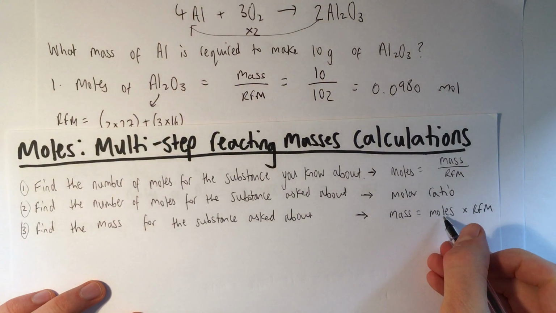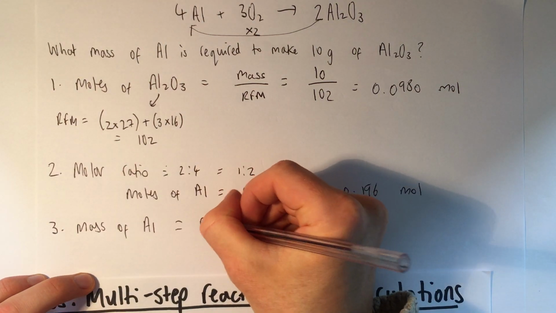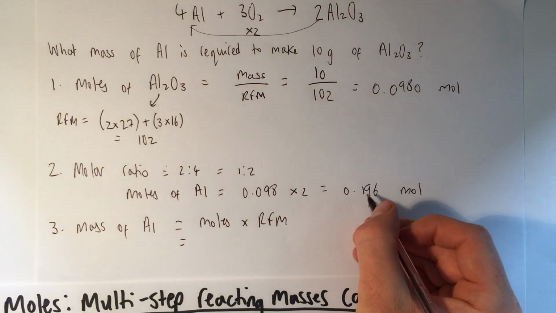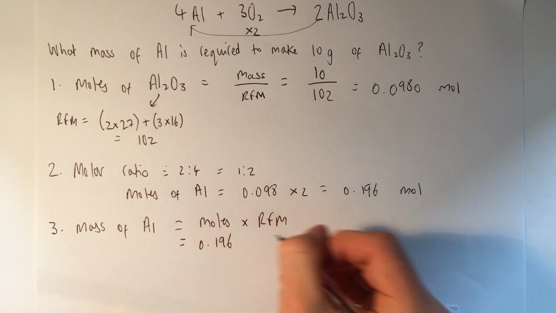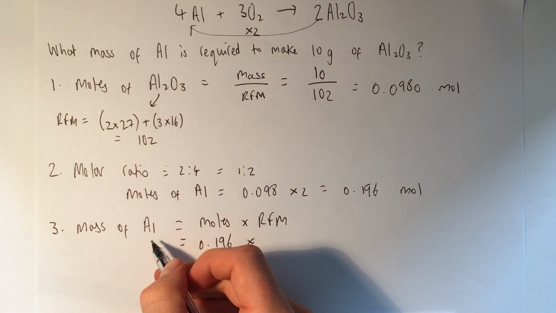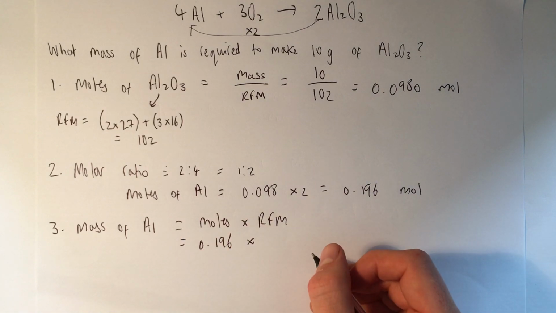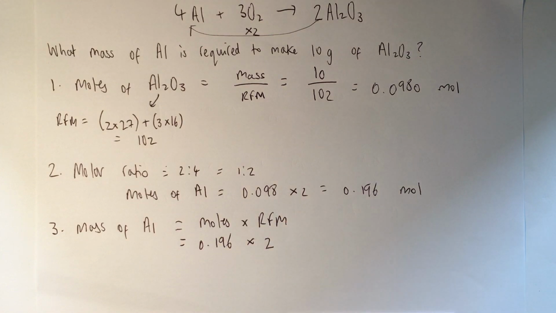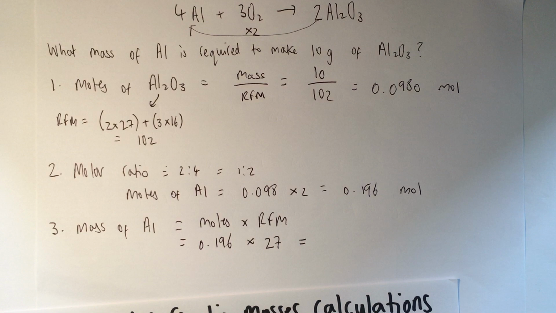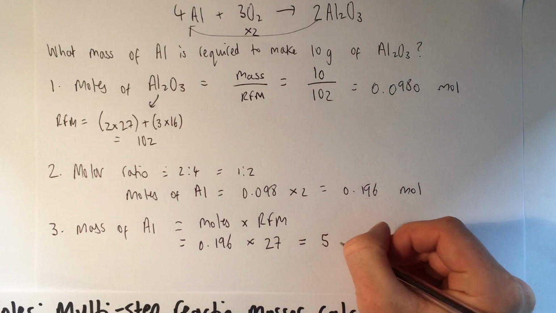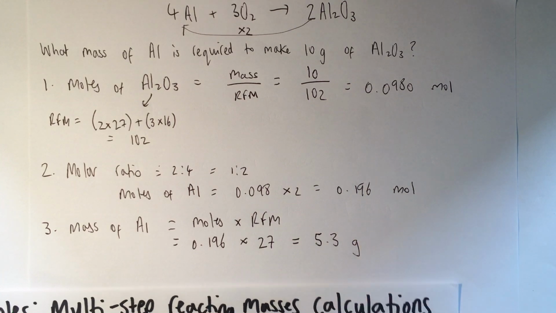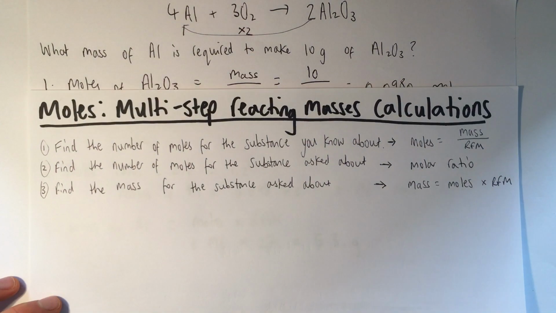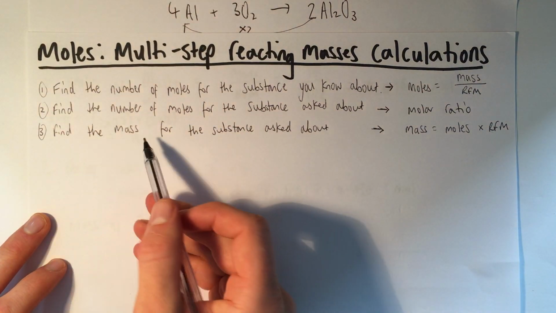And that is going to be the number of moles times the relative formula mass. Okay, the number of moles we've just worked out, 0.196, and the relative formula mass of aluminium, we just have to look on the periodic table to find that, and it is 27. So that gives us 5.3 grams is the answer for that one. So that's just 2 more worked examples, just so you can see, again, always using the same 3 steps to work out the mass that we've been asked.